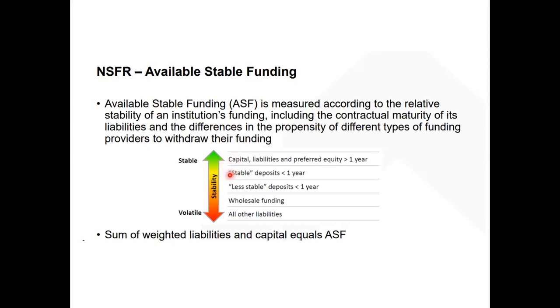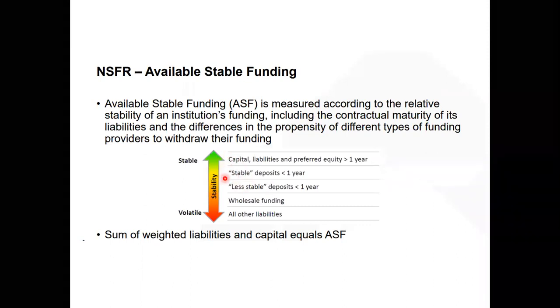Stable funding may include equity capital, long-term liabilities, and preferred equity shares. So it's normally more than 1 year, and stable deposits, fixed deposits. So more stable. So this is the available stable funding.